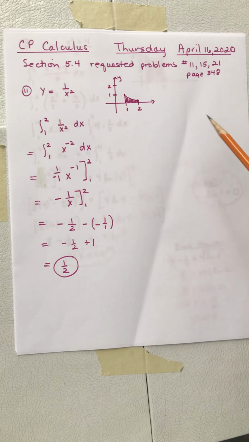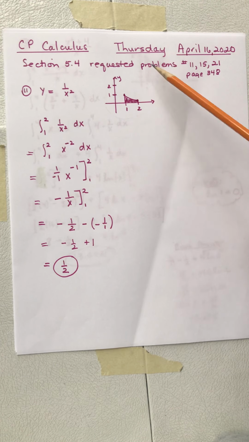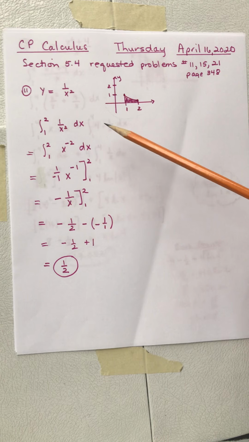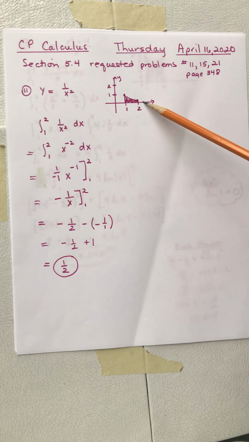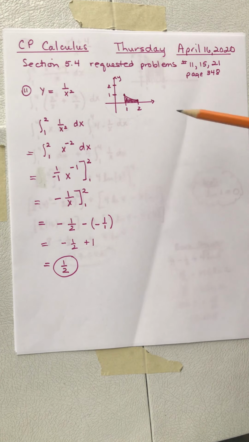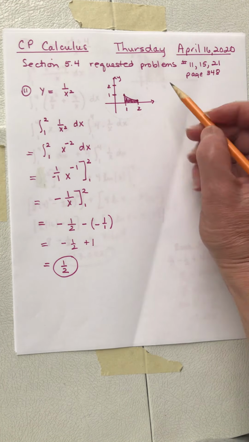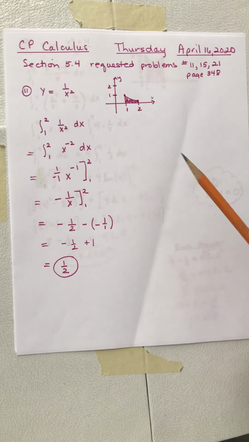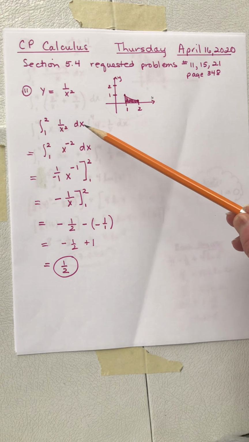So the first one is number 11. They gave you a diagram with a graph, and the function was y equals 1 over x squared. So we're finding this area between 1 and 2, the curve, the x-axis, and the vertical lines 1 and 2. I forgot to mark the x-axis. There we go, x-axis. So our integral is the integral from 1 to 2 of 1 over x squared dx.